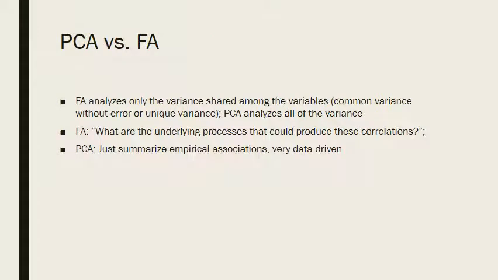Factor analysis analyzes only the variance shared among the variables, as I mentioned before, so the common variance or the covariance matrix, whereas PCA analyzes all the variance. Factor analysis is asking the question, what are the underlying processes that could produce these correlations? Could it be religious commitment? Could it be intelligence? Principal components analysis is not really looking at the behind the scenes yet. It's just saying, hey, there are empirical associations here.